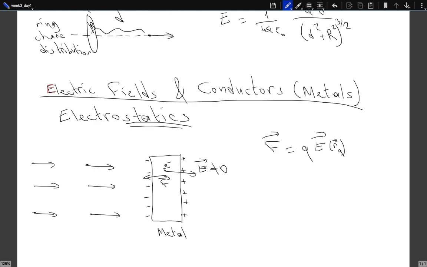These charges will create an additional electric field. You see, there is this electric field which is created by the charges outside my metal. Now I have some charge distribution inside my metal. So here there are additional positive charges. Here there are additional negative charges. These charges will create an additional electric field. In which direction will that additional electric field be?